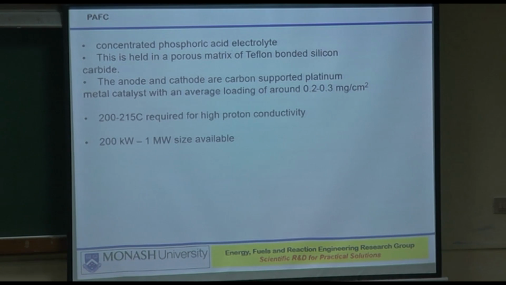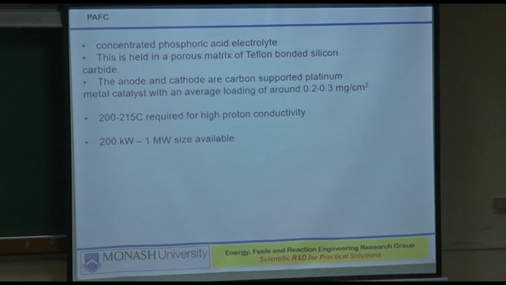So the anode and the cathode are carbon-supported platinum metal catalyst with an average loading of around 0.2 to 0.3 milligram per centimeter square. The temperature needed, which as an engineer we need to know, is about 200 to 215 degrees Celsius because it's limited by the vaporization temperature of the phosphoric acid. But 200 kilowatt to 1 megawatt sizes are available.